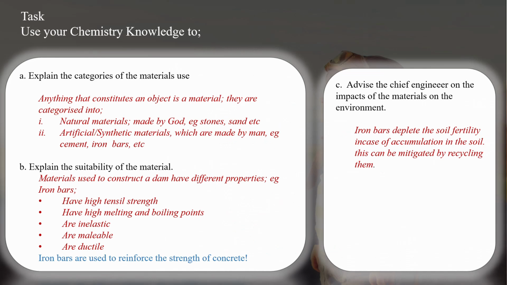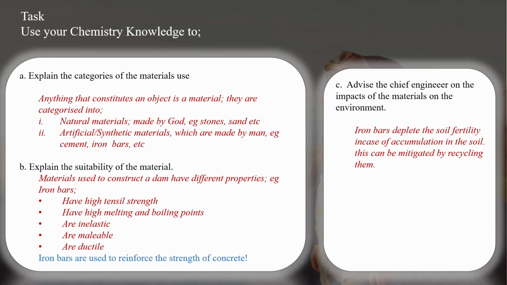Lastly, in that very section A item 2, when you're giving advice, you are going to give the advice on the impact of the material on the environment. The advice must be on the impact of the material on the environment. It must be on the environment, not on human life. The one on human life is for item 1, but for item 2, it is on the environment.